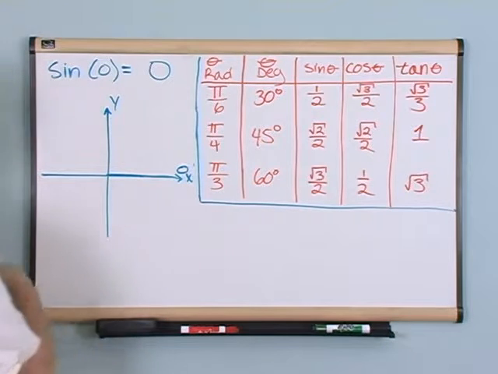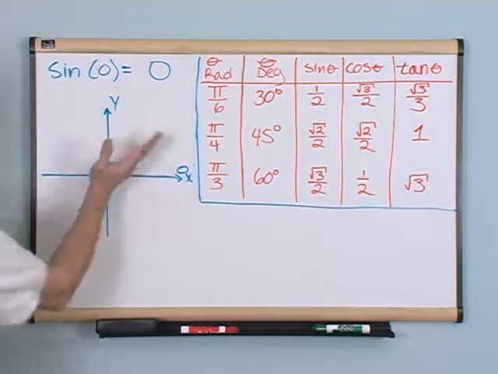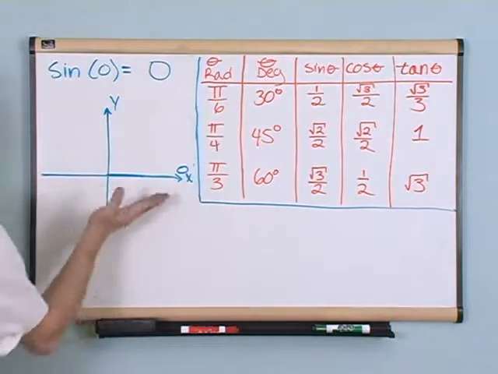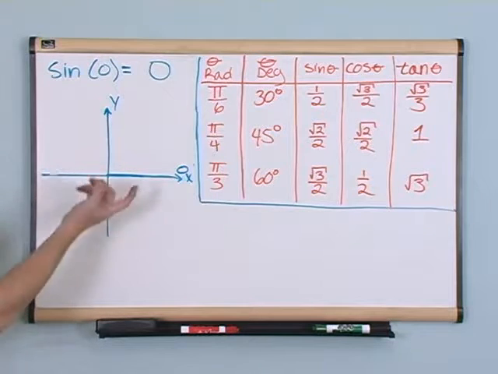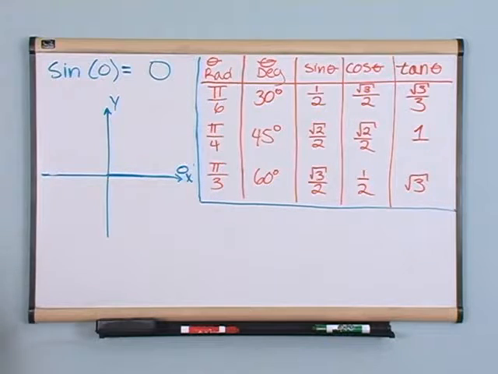If you were looking over here, you would get the same thing. If the angle was way over here along this line, like 180 degrees, sine would be 0. I mean, sine of 180 degrees over there would be 0.